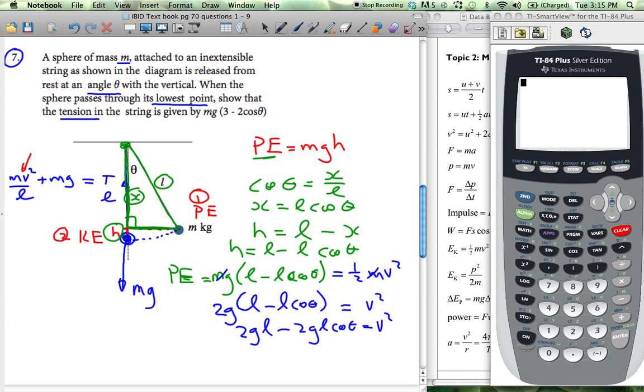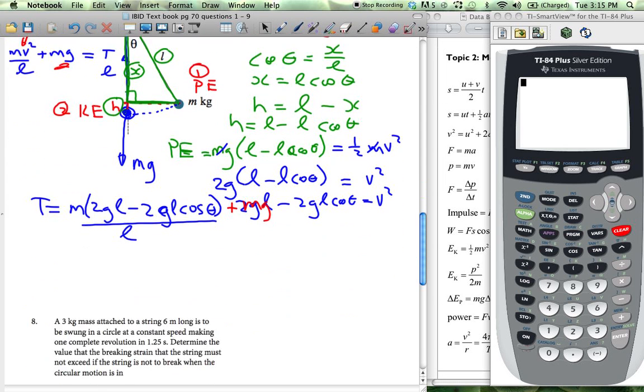Now I can put that into my tension here. My tension is equal to mv squared over L, which is this, so I can put that in. So I'm going to get m times (2gL minus 2gL cos theta) all over L, plus my mg.